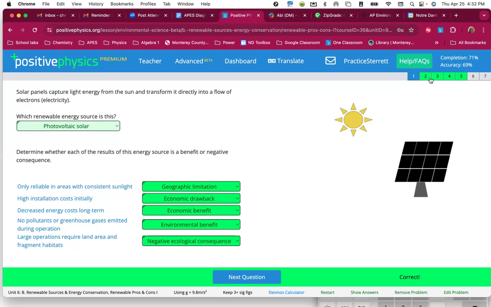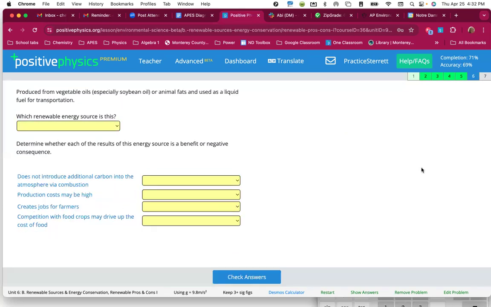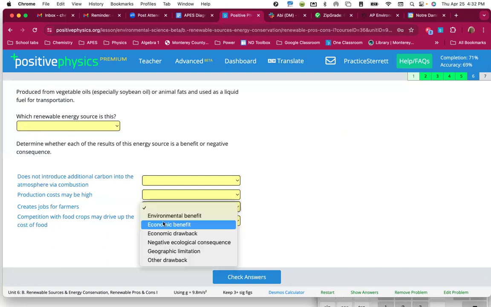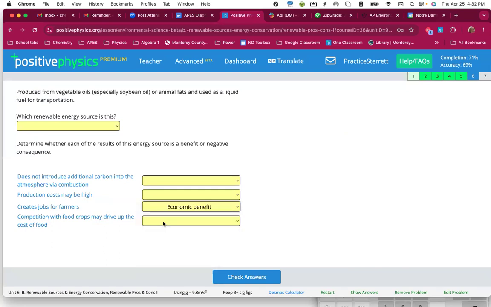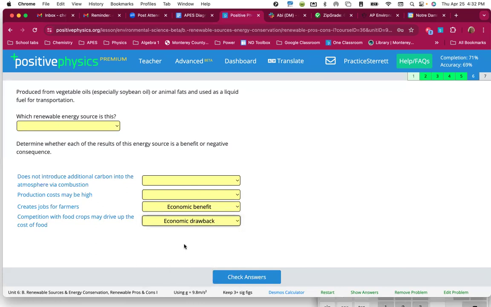So I had these for all our different types of renewable energies. And so creating jobs for farmers, that would be an example of an economic benefit. Driving up the cost of food because of competition with food crops, that might be an economic drawback. And so then they can check their answers and talk about those things and then just get a little bit more confidence before going into free response questions. So that might be another skill to target.